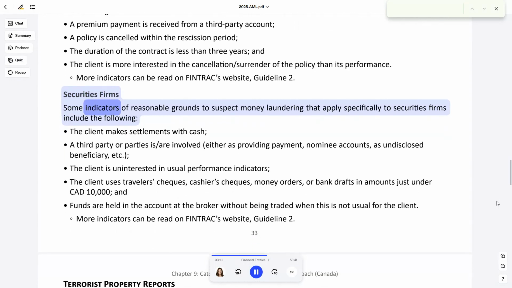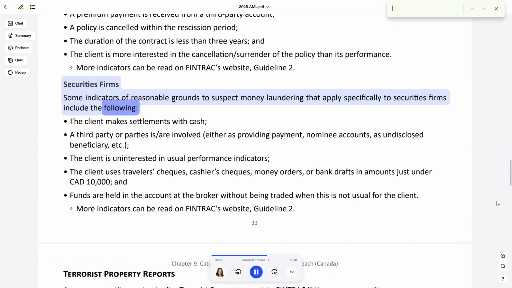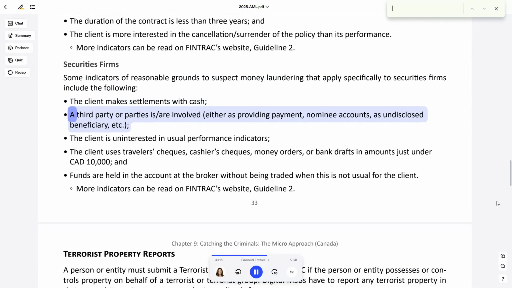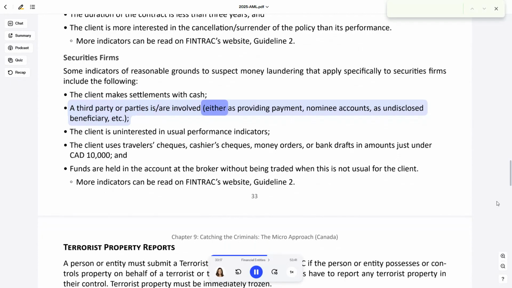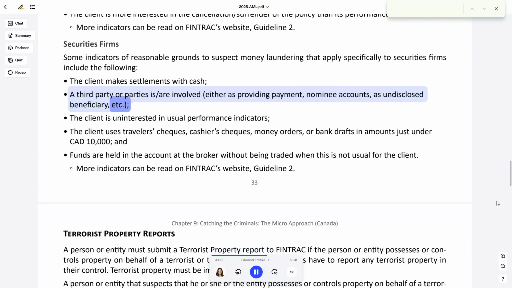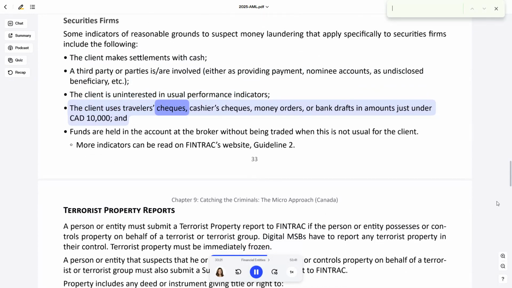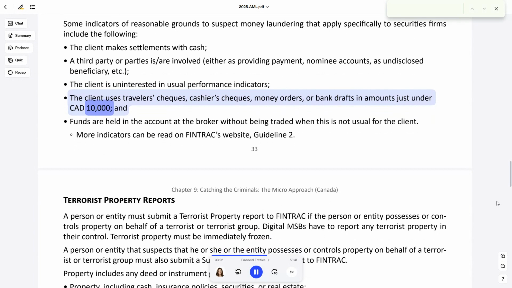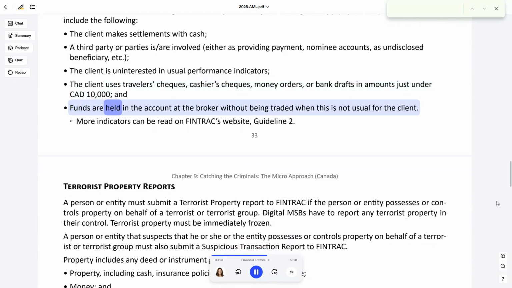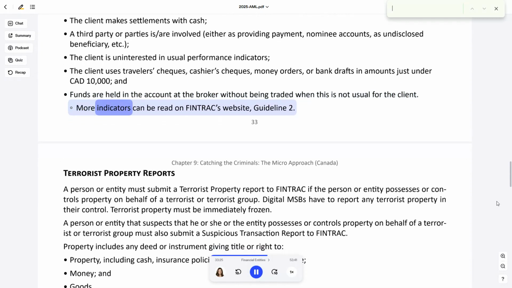Securities firms. Some indicators of reasonable grounds to suspect money laundering that apply specifically to securities firms include the following. The client makes settlements with cash. A third party or parties are involved, either as providing payment, nominee accounts, as undisclosed beneficiary, etc. The client is uninterested in usual performance indicators. The client uses traveler's checks, cashier's checks, money orders, or bank drafts in amounts just under CAD 10,000. And funds are held in the account at the broker without being traded when this is not usual for the client. One or more indicators can be read on FINTRAC's website, Guideline 2.